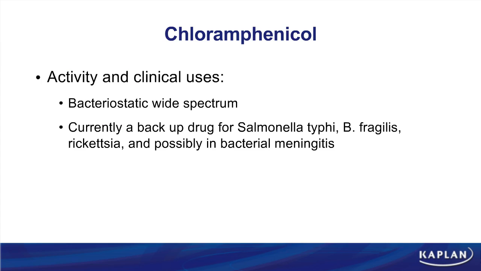Now that we've covered our 30S drugs, we're going to move on and talk about 50S inhibitors, and the first drug we cover is chloramphenicol. While this drug has a broad spectrum, it's mostly considered a backup drug related to its toxicity. It can be a backup drug for salmonella, for bacteroides, or for rickettsia.